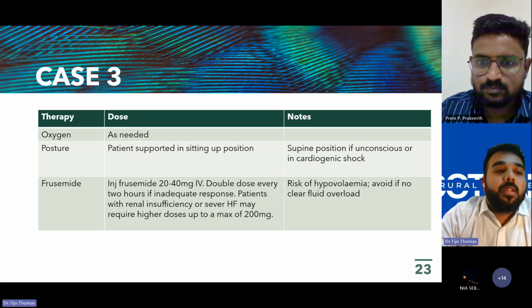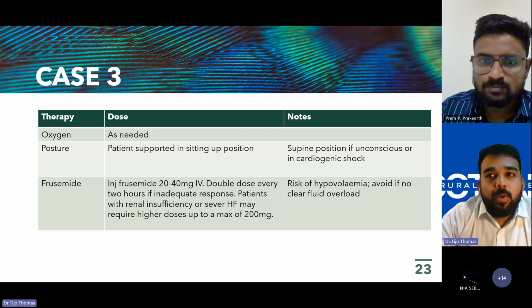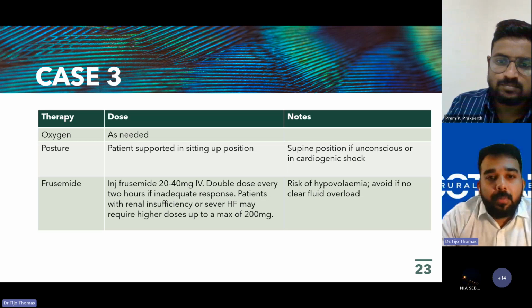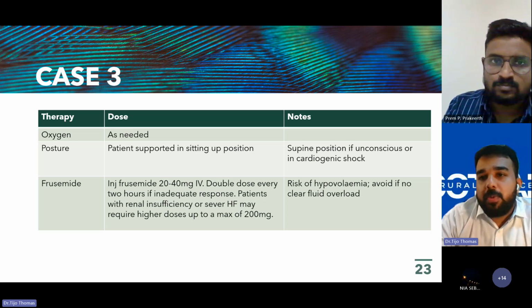We'll have to advise the patient on regular follow-up, every 3 months, and probably within 2 weeks after discharge we'll have to have a repeat visit. Regarding management, Professor, do you have anything to add?